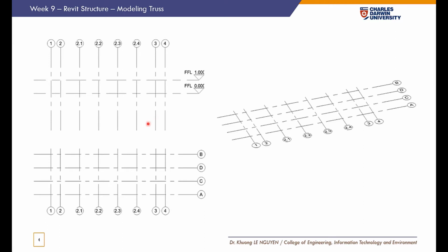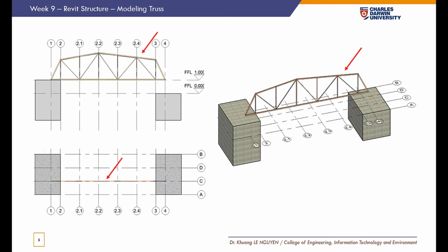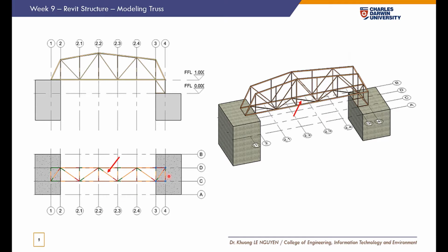So the first step is to define the grid line in plane and elevation. Then the creation of the foundation. Next, we create a new truss template and put it into the model. Create the support system. Copy the truss system to create the three-dimensional model. And add the diagonal element.